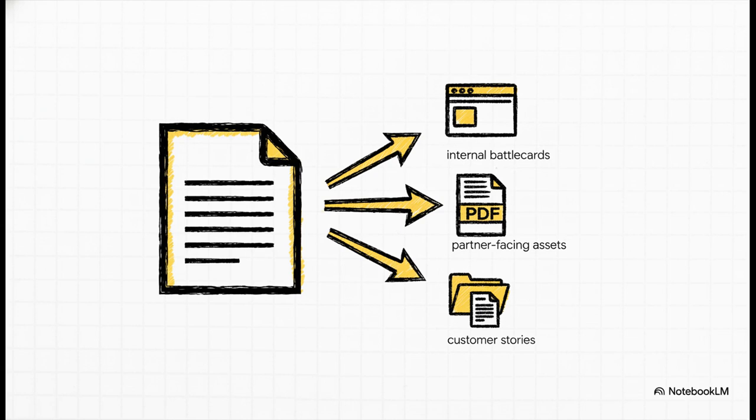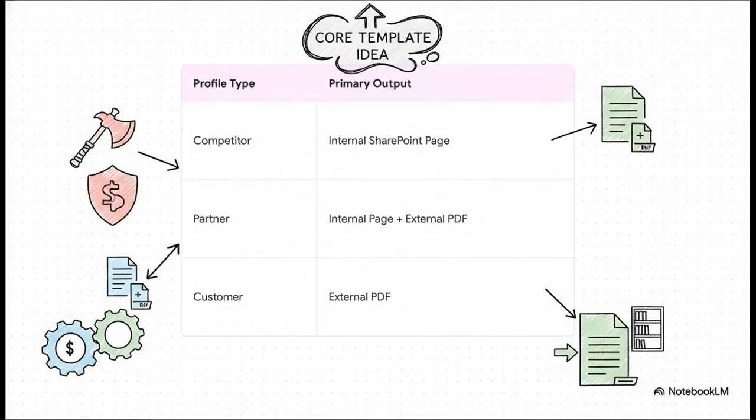So here it is, the core idea. Once you have your personas and your messaging totally nailed down, the absolute fastest way to scale sales enablement is to stop creating one-off documents and start building a reusable profile system. Just one standardized template that can power 3 totally different outputs. And this table just lays it out perfectly. We've got one core template idea that just flexes depending on who you're talking to.